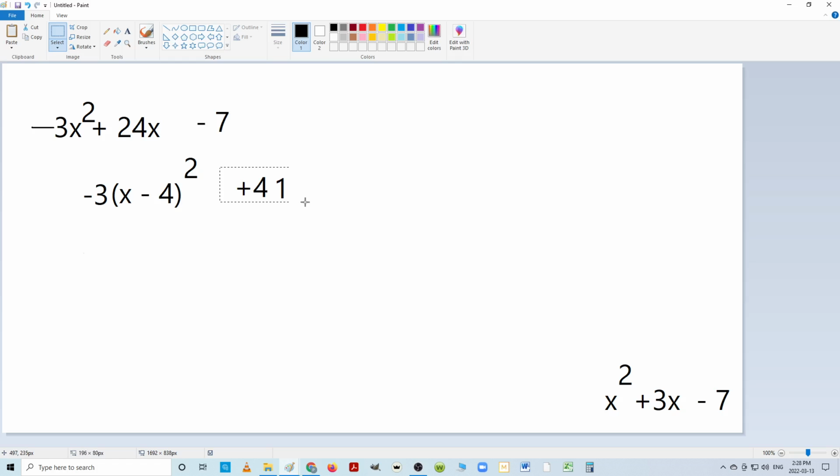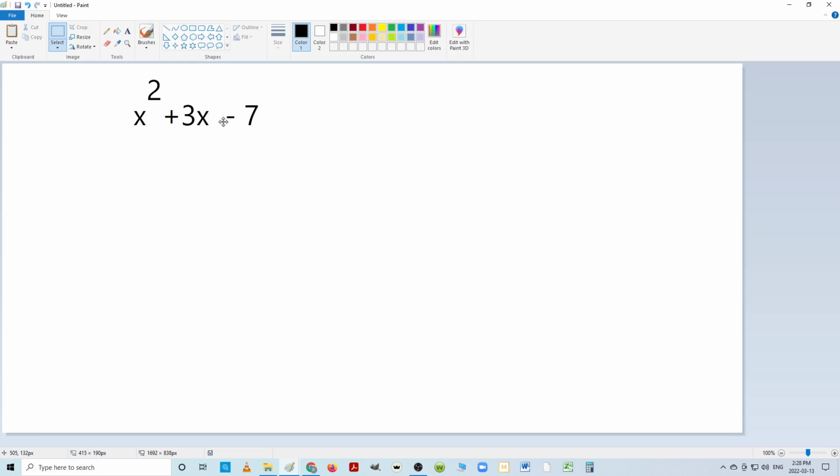And you will discover that if you expand all of this, right? If you expand all this new stuff that I've written, and even though the one's wonky, you will get that. But the nice thing about this is I can now see the vertex is 4, 41. What about when the number is not a nice even number? Well, it's the same method.